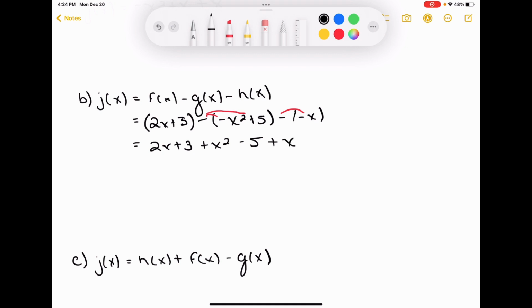Now all we have to do to get j of x is just combine these all together. So we have 2x plus an x on the end, that's going to give us 3x. Then we have plus 3 minus 5, that's going to give us negative 2. And finally, we have plus x squared. So when we state j of x in a final equation, we can arrange it in terms of descending powers. We have x squared plus 3x minus 2.